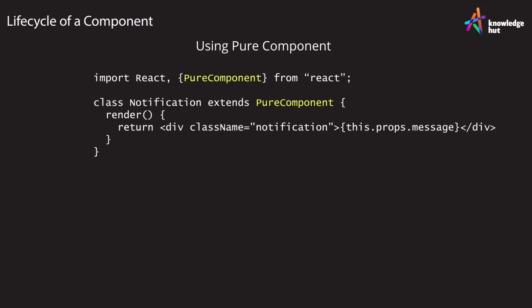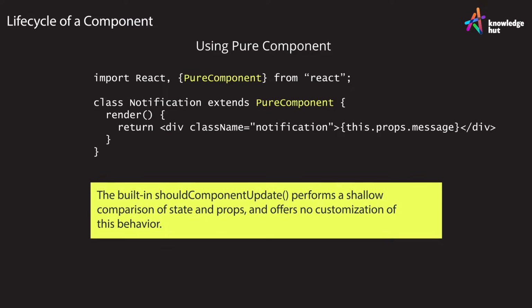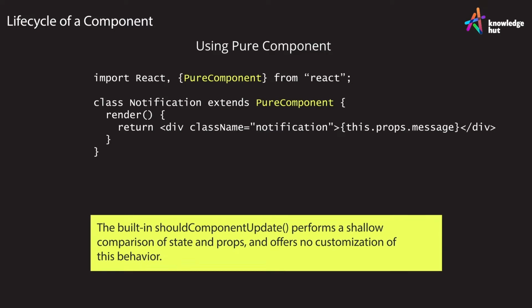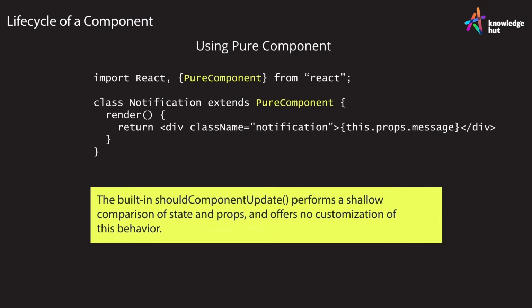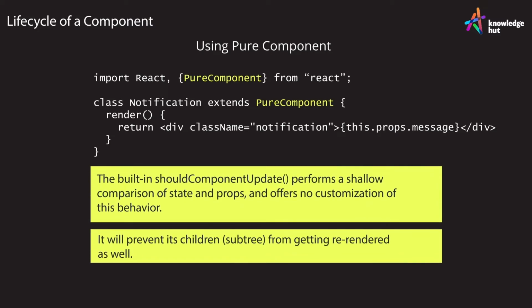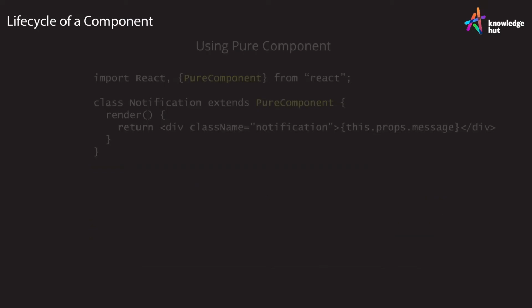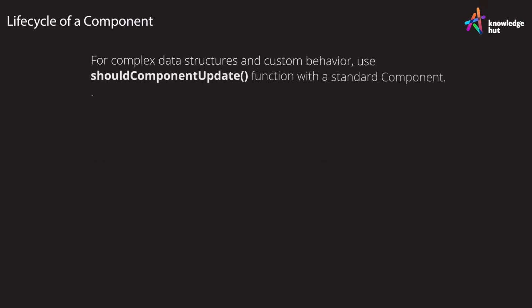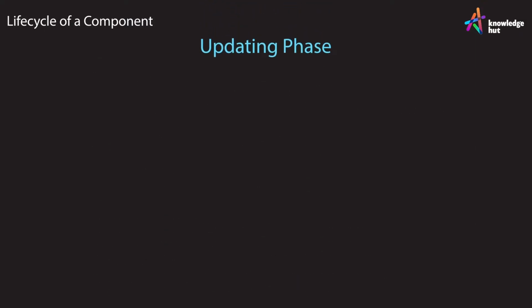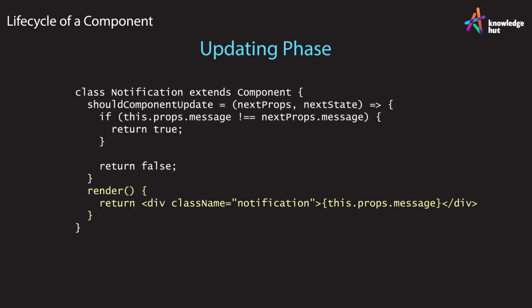It should be noted, however, that this comparison is shallow and cannot be customized. This kind of component is perfect for simple use cases where components produce predictable results on the basis of simple and shallow comparisons. Additionally, a pure component will prevent its entire subtree from re-rendering. For customized behavior involving complex data structures, you should build a component that implements the shouldComponentUpdate function with your own custom comparison logic.